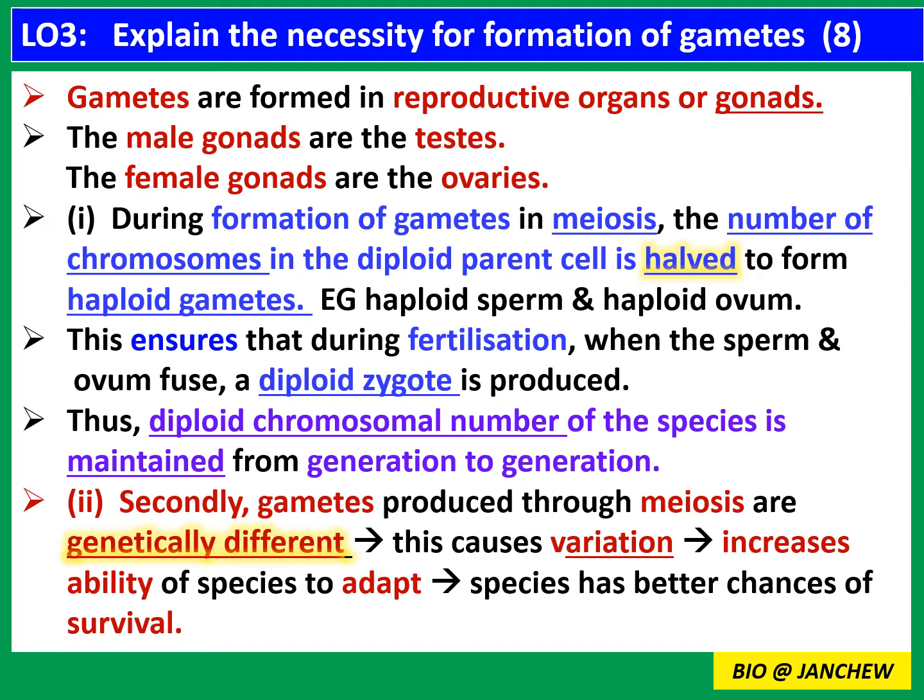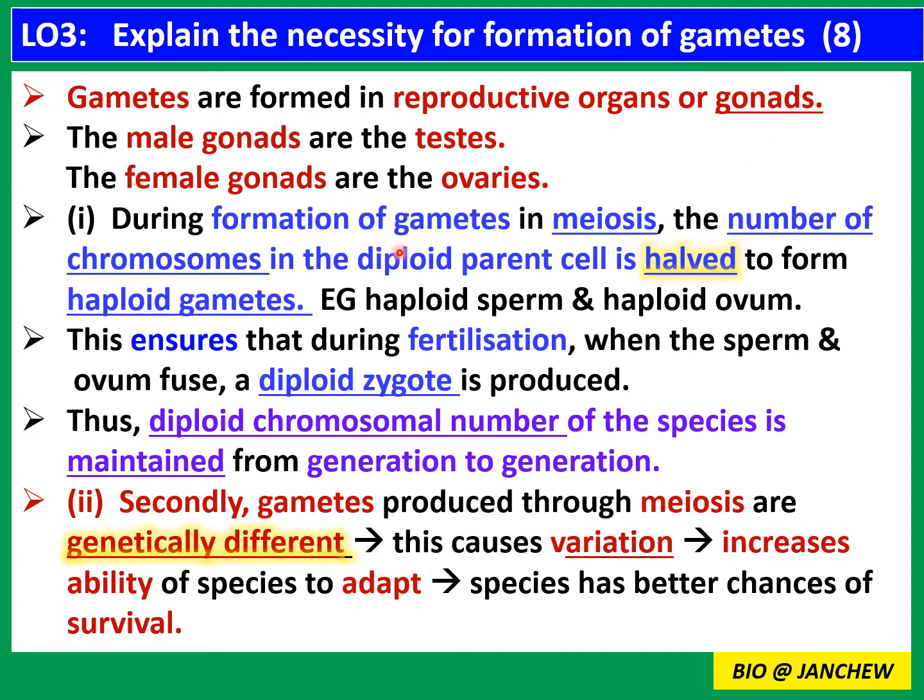Let us now answer learning outcome number 3. Explain the necessity for formation of gametes in sexual reproduction. Okay, so gametes are formed in the reproductive organs or gonads. For example, the male gonads are the testis and the female gonads are the ovaries. So why is it necessary or important for gametes to be formed in sexual reproduction?